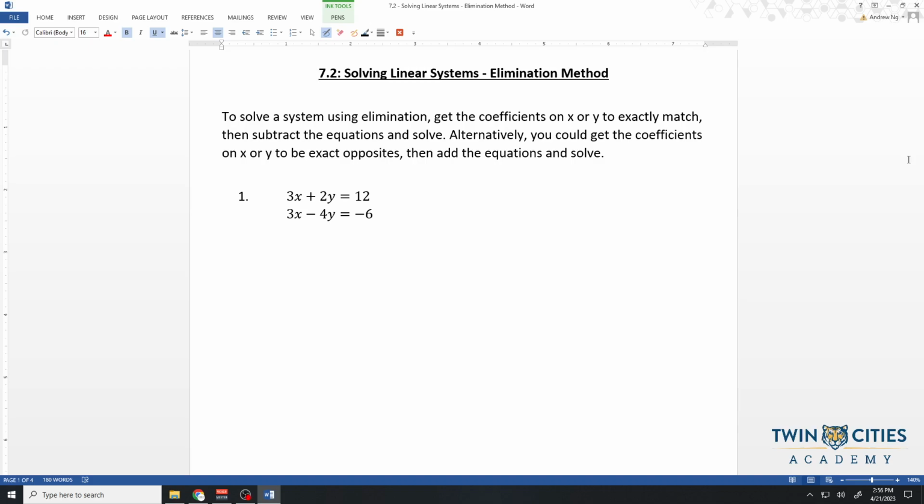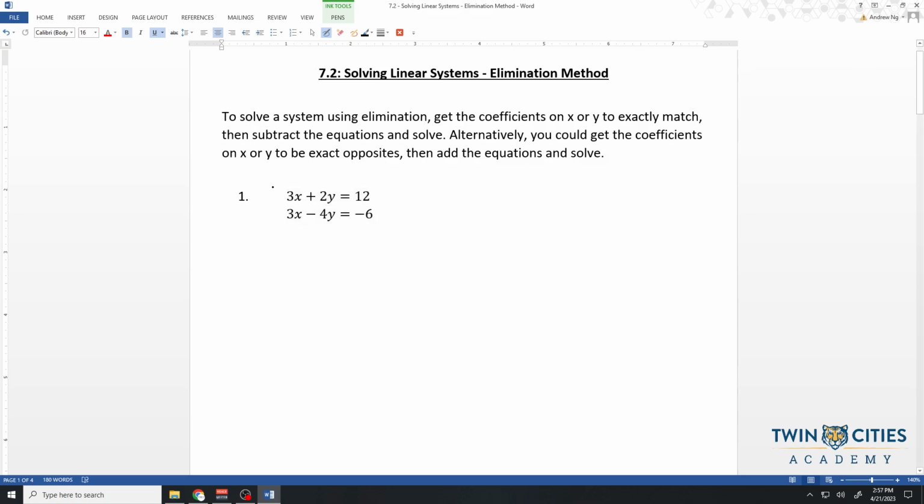Let's continue looking at systems of equations. This time we'll be focusing on the elimination method, which is different from the substitution method. With the elimination method, you want the same or opposite coefficients on one of the variables, so that way you can add or subtract the equations entirely to eliminate one of the variables. As an example, let's take a look at number 1.